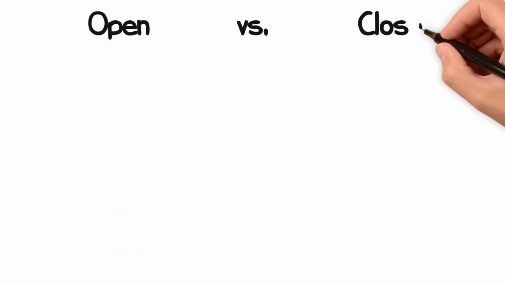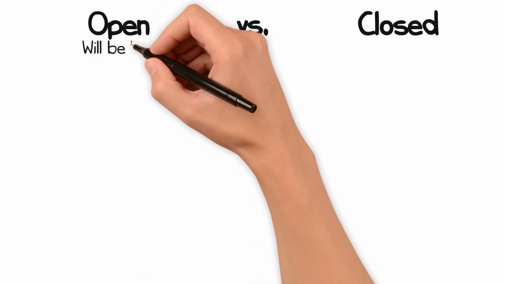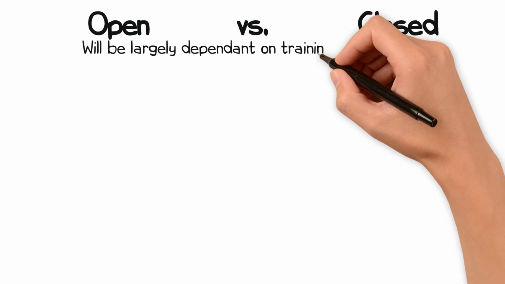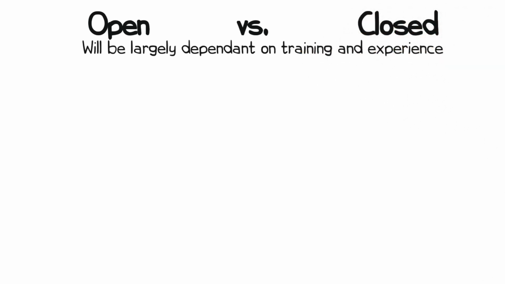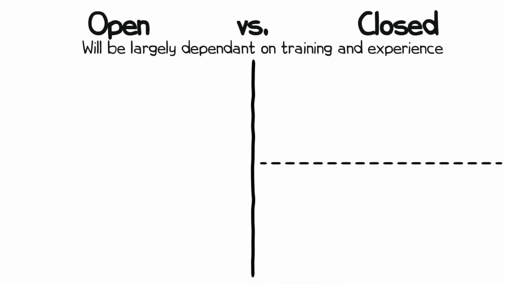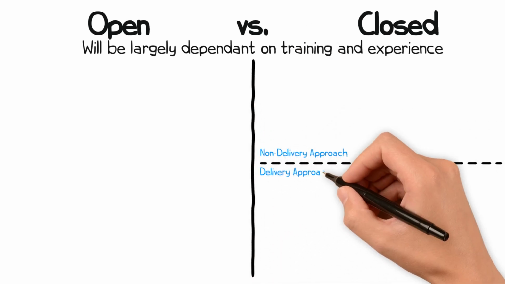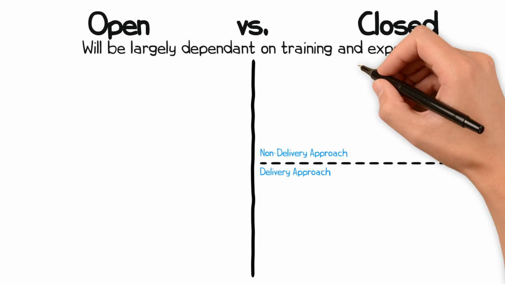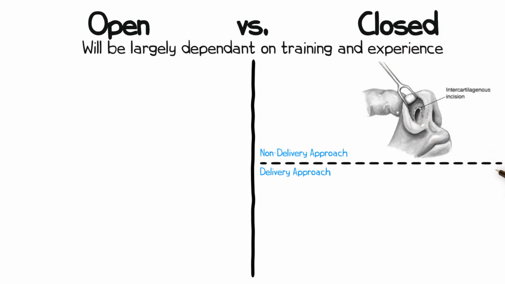What factors determine the decision between an open versus a closed septorhinoplasty? This is ultimately a personal decision and will depend in large part on training and experience, but also on what you are trying to achieve. A closed approach is broadly divided into non-delivery and delivery approaches. The non-delivery approach involves an incision at the intercartilaginous area and is combined with a conventional septoplasty hemitransfixion incision, which in turn is converted to a full or partial transfixion incision to expose the whole septum and nasal dorsum.